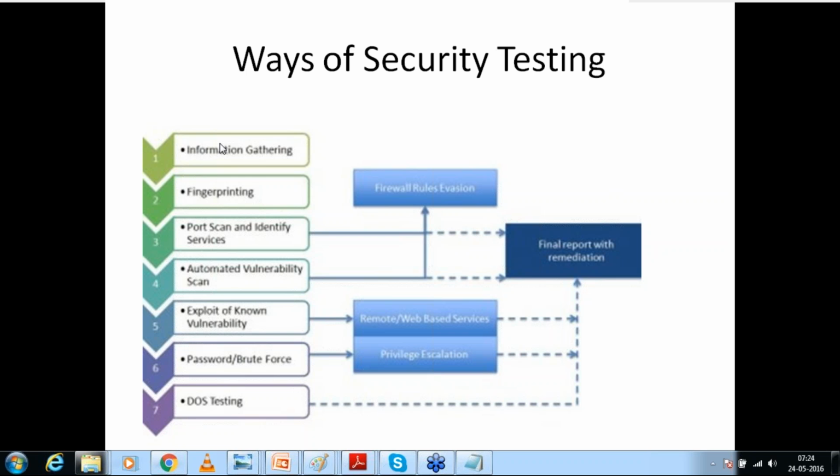0 1 1 1 0 1 1 and 0 0, because of which there is an easy way of knowing the password. So the information, how do you know all this? If you know the complete information about the system, okay? And then there is fingerprinting.